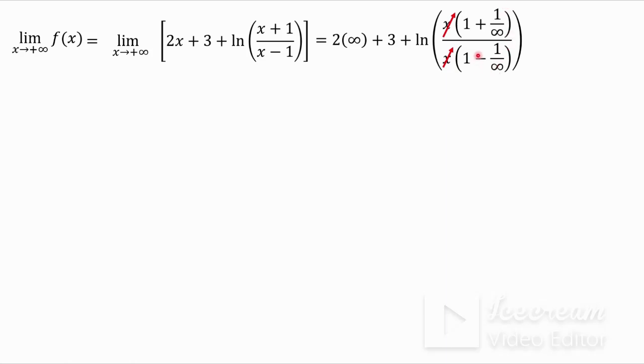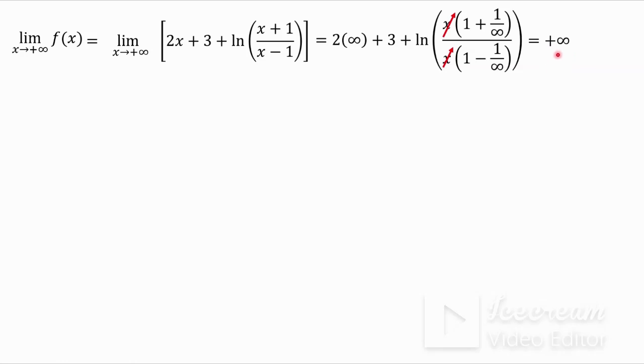Here we are going to be left with ln of 1 divided by 1, that is ln of 1, which is 0, because ln of 1 is 0. So we obtain 0 plus 3, which is 3, then 3 plus infinity, because 2 times infinity gives us infinity, so 3 plus infinity gives us infinity. We can therefore conclude that the limit of f of x as x tends to positive infinity equals positive infinity.